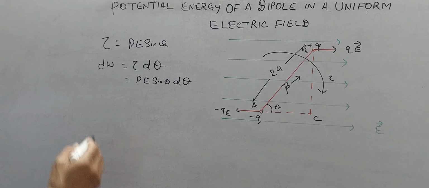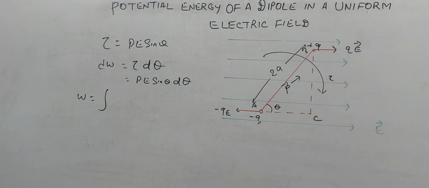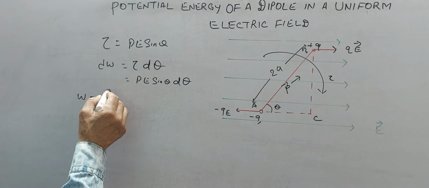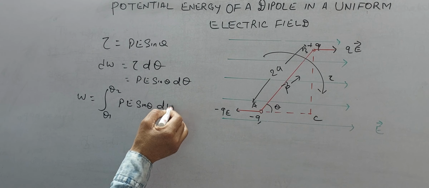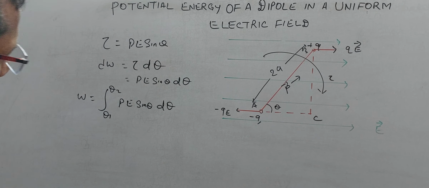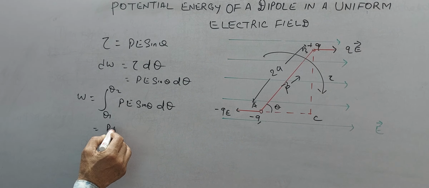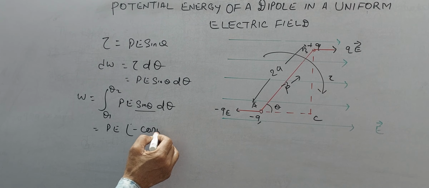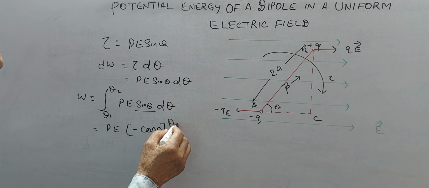We have to find the total work done in rotating this dipole from the angle theta 1 with the direction of the electric field to theta 2. So we have to integrate this. In integration, we add the small quantities of the work done. Now pE is constant, taken out, and the integration of sin theta will be minus cos theta, with lower limit theta 1 and upper limit theta 2.